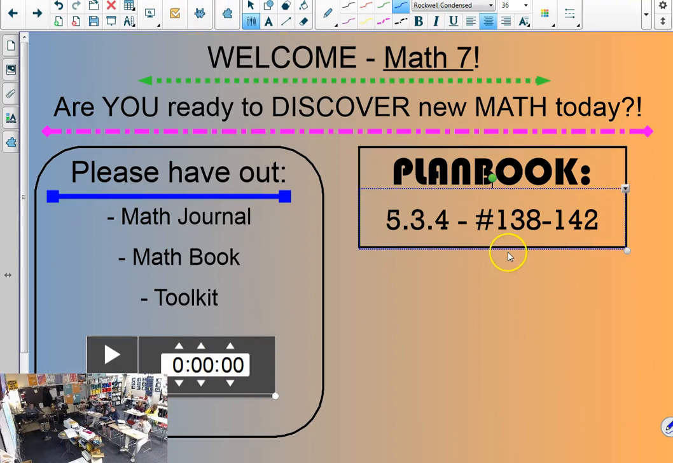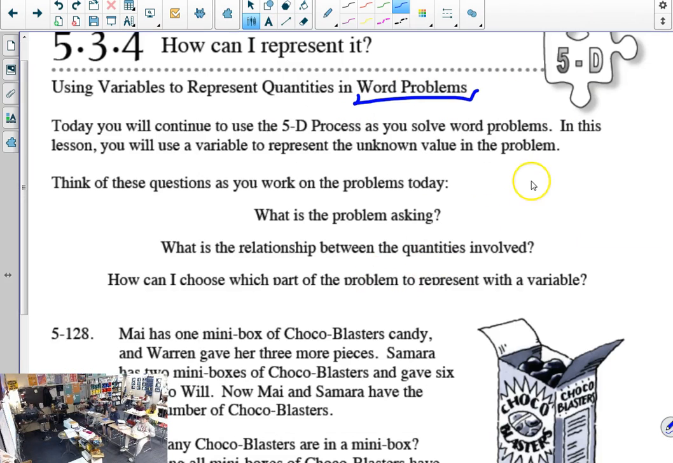So luckily we're back on the smart board. Today's homework is 138 to 142. Oh, it's that black thing over there. Yeah. So, for today, is this the class that you record for today? For today, it will be, yeah.